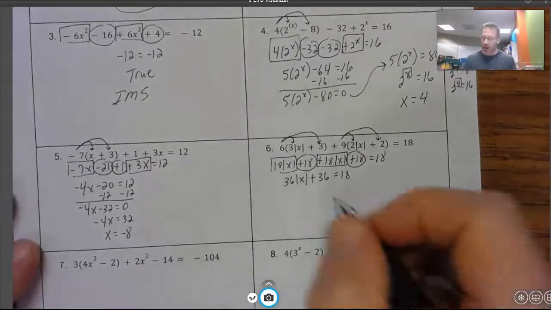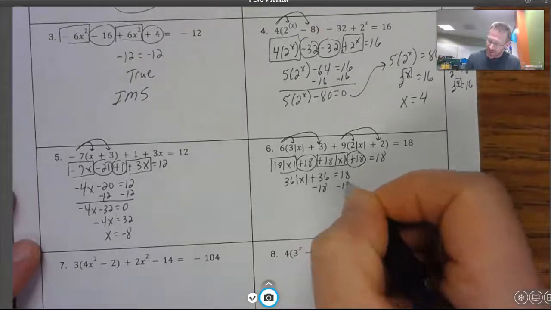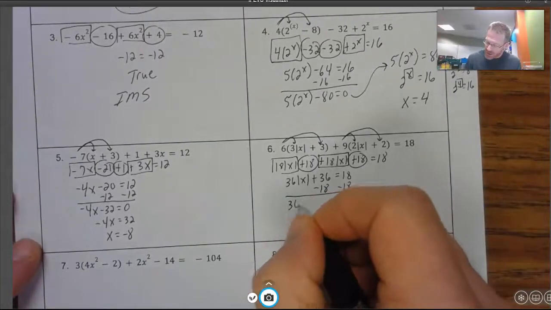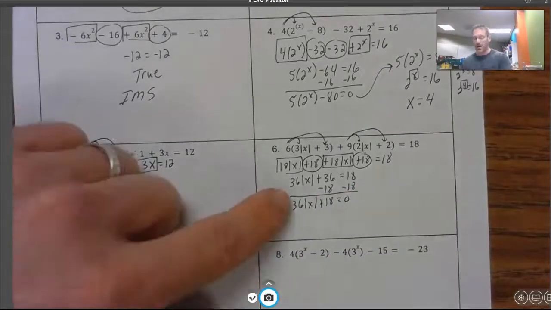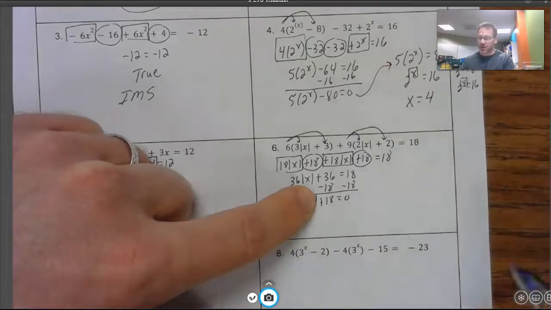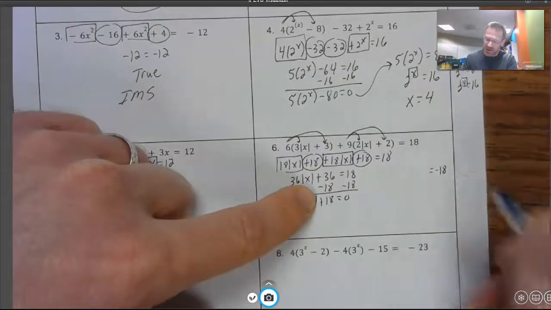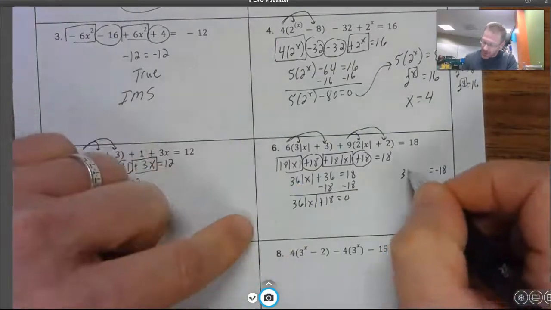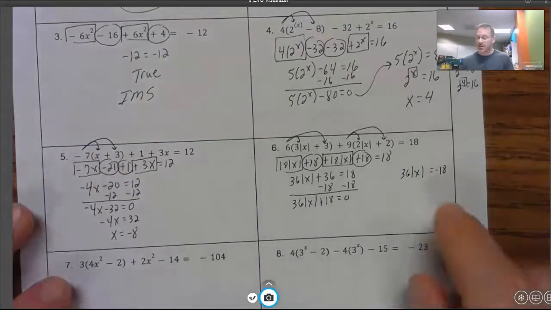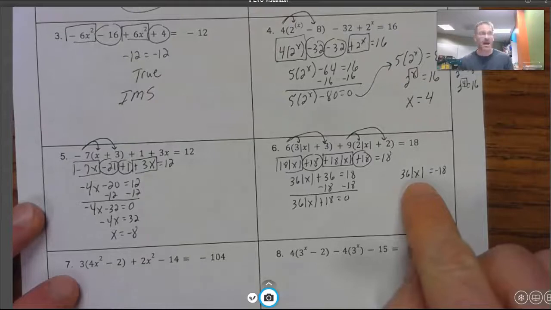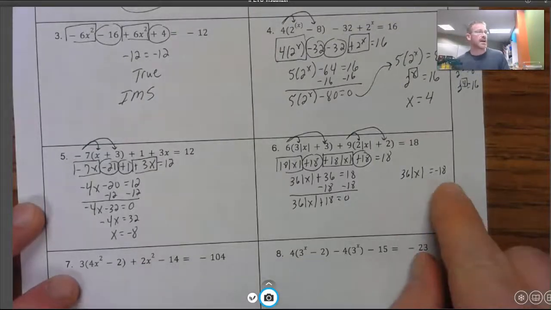Now get it equal to 0, right? So I'm going to subtract 18, subtract 18. So 36 absolute value of x plus 18 is equal to 0. All right, so what plus 18 is equal to 0? And that would be negative 18. So 36 times absolute value of x is equal to negative 18. Now, this isn't a math fact I know, right? 36 times something is equal to negative 18.